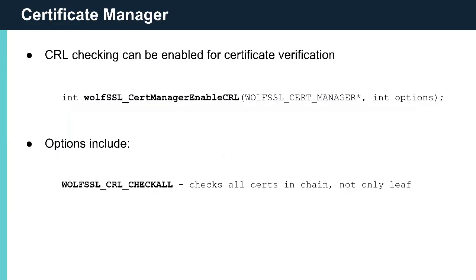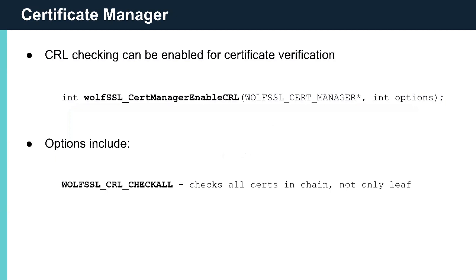There we go. So these are files that have a list of revoked certificates per CA. So the cert manager can work with CRLs. You would need to enable CRLs by calling cert manager enable CRL. That can take some options at the end.